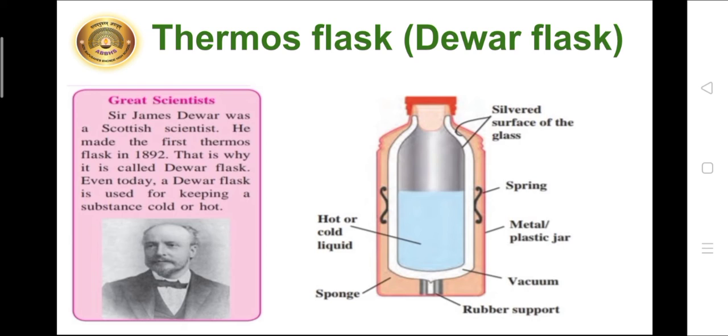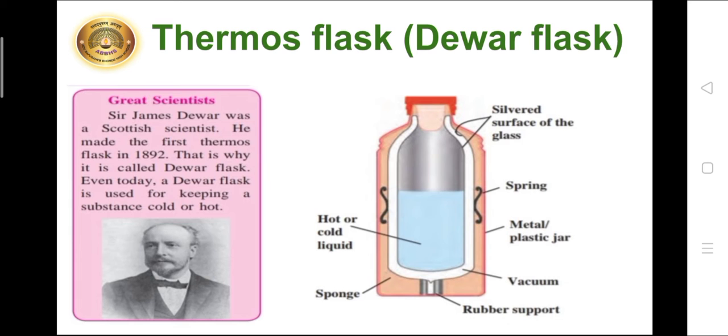This is a double-walled flask. It consists of two glass tubes, one inside the other with the gap between them sealed. The surfaces of both the tubes are made shiny by a silver coating. The air between the two tubes is removed to create a vacuum. There is a protective jar of metal or plastic outside the tubes. For the protection of the flask, pieces of sponge or rubber are fixed between the outer jar and the flask.